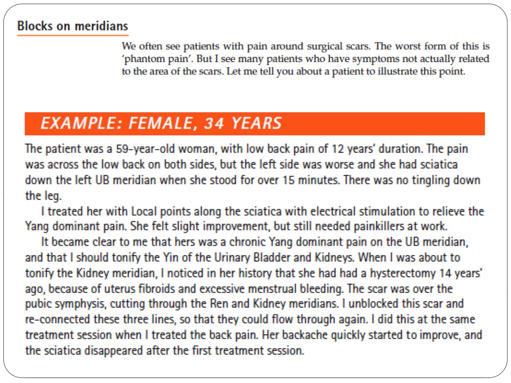When he was about to tonify the kidney meridian, he noticed in her history that she had had a hysterectomy 14 years ago because of uterus fibroids and excessive menstrual bleeding. The scar was over the pubic symphysis, cutting through the ren and kidney meridians. He unblocked this scar and reconnected these three lines so that they could flow through again. He did this at the same treatment session when he treated the back pain. Her backache quickly started to improve, and the sciatica disappeared after the first treatment session.